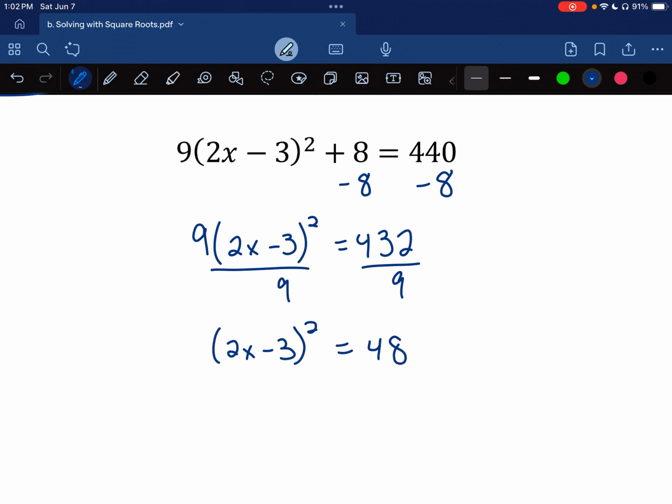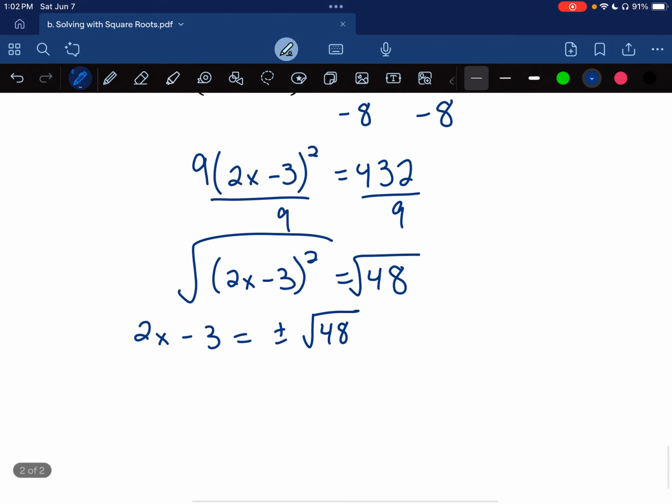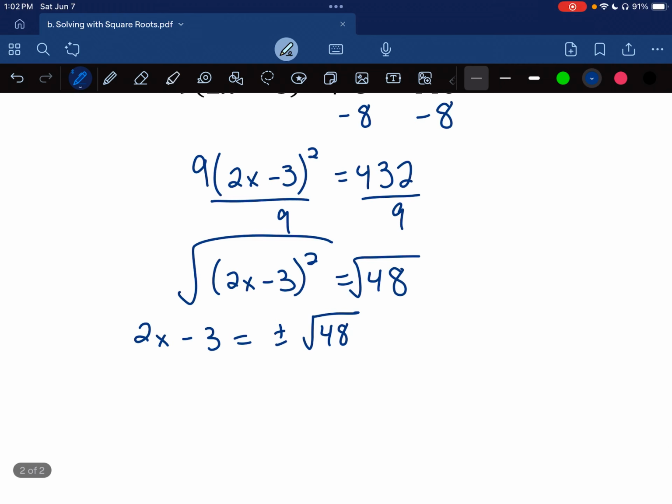We're going to square root both sides, and we'll get 2x minus 3 is equal to plus or minus radical 48. You could choose to simplify that now, or you could choose to simplify that later, kind of whatever floats your boat. I'll just simplify it now. So this is 16 times 3. So I'll have 2x minus 3 is equal to plus or minus 4 radical 3, because I took the square root of 16. I'm going to have to add 3 to both sides.